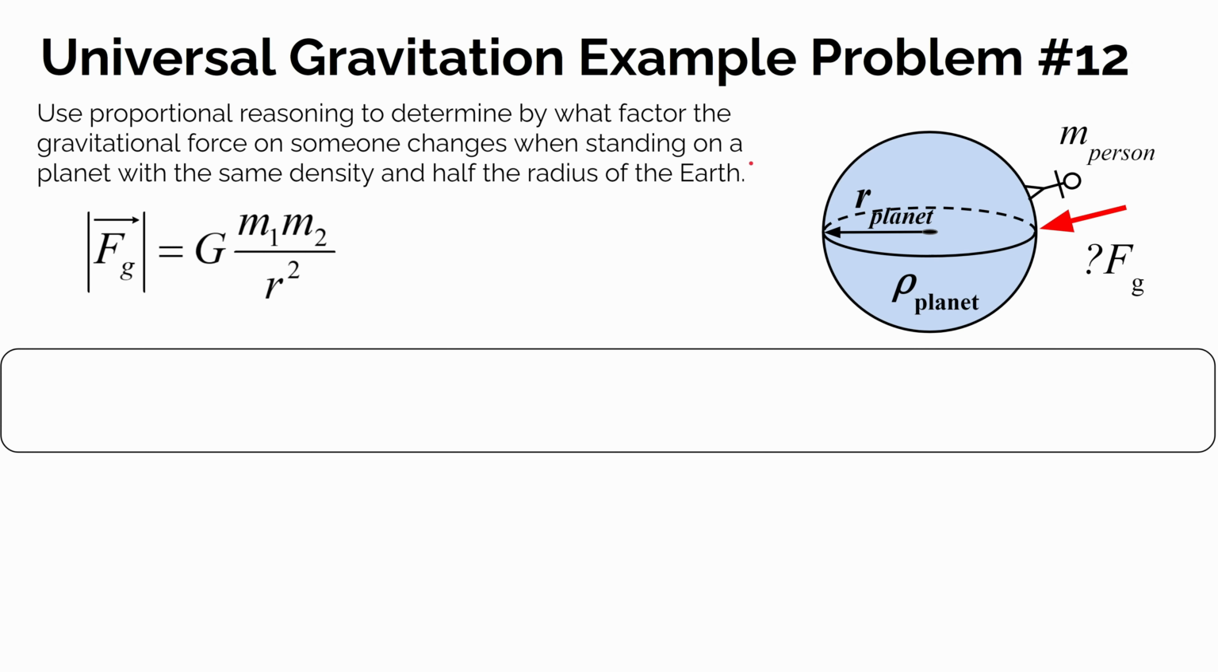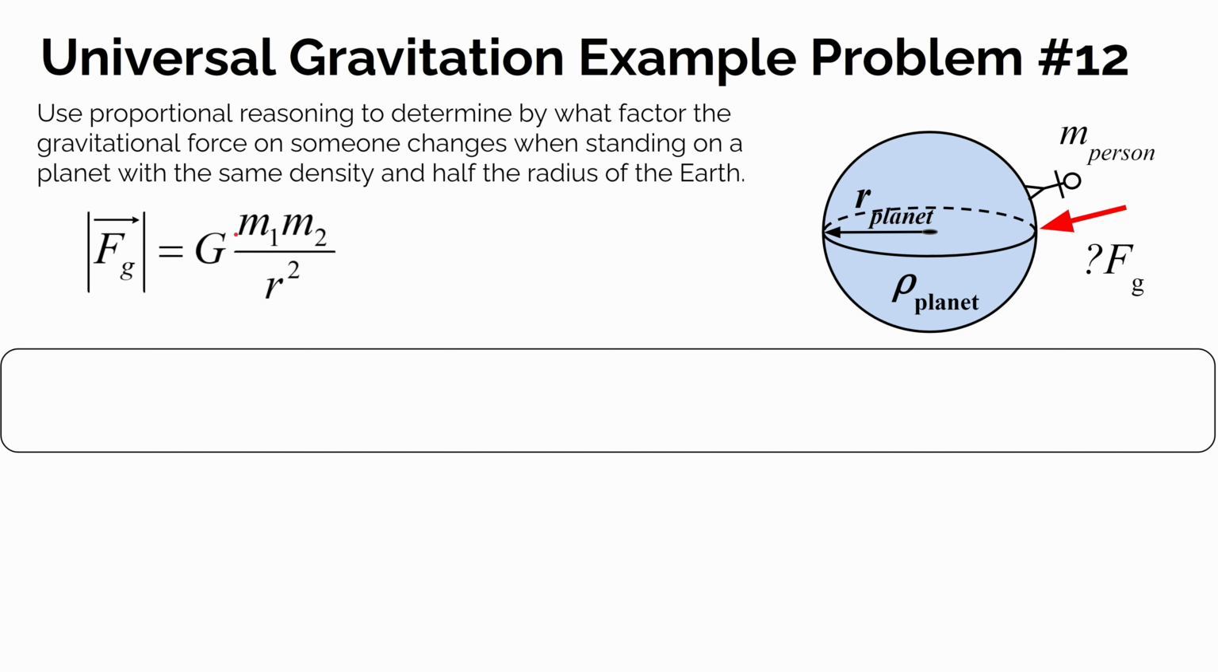So here's the first question. It says, use proportional reasoning to determine by what factor the gravitational force on someone changes when standing on a planet with the same density and half the radius of the Earth. If you have a person of mass m standing on the Earth's surface, someone feels a certain size gravitational force. The question is, if they now go to a planet that's made out of the same type of material, so it has the same density, but the radius is 1/2 the size, by what factor does their weight change?